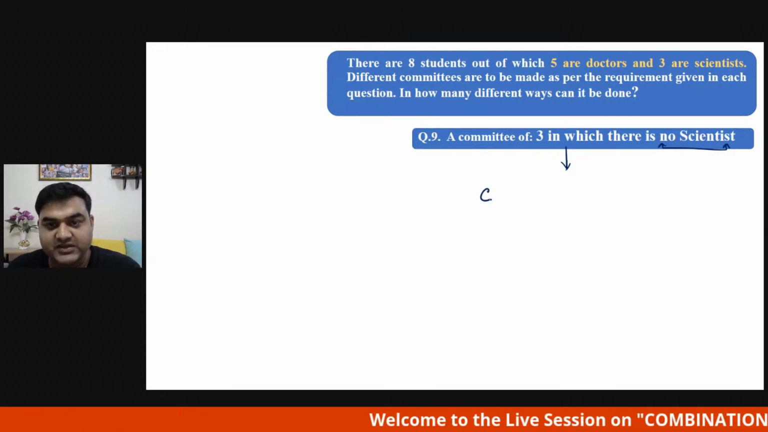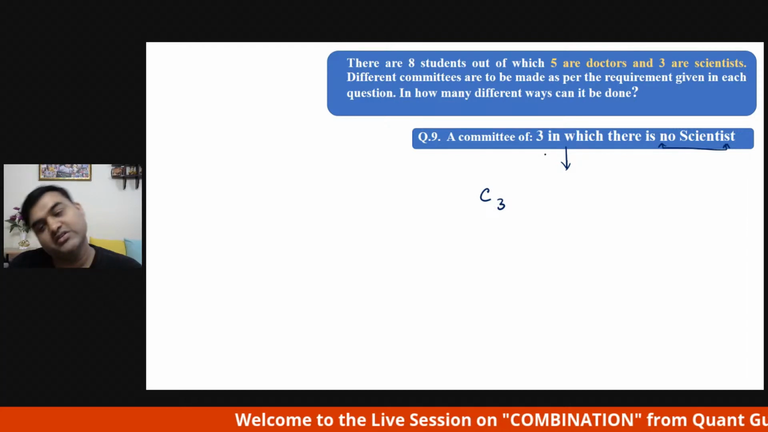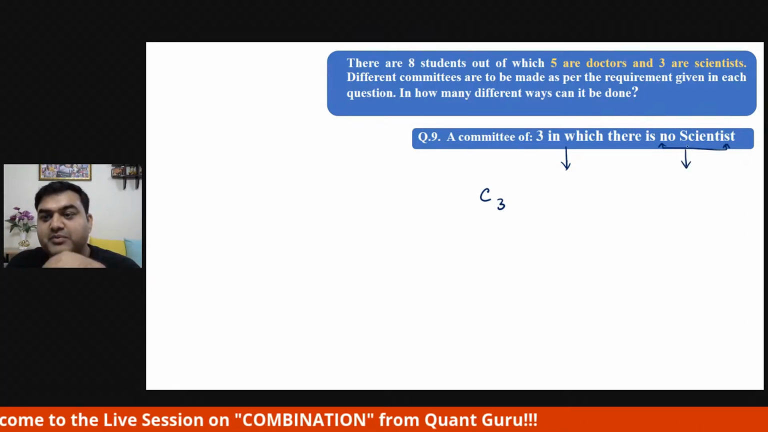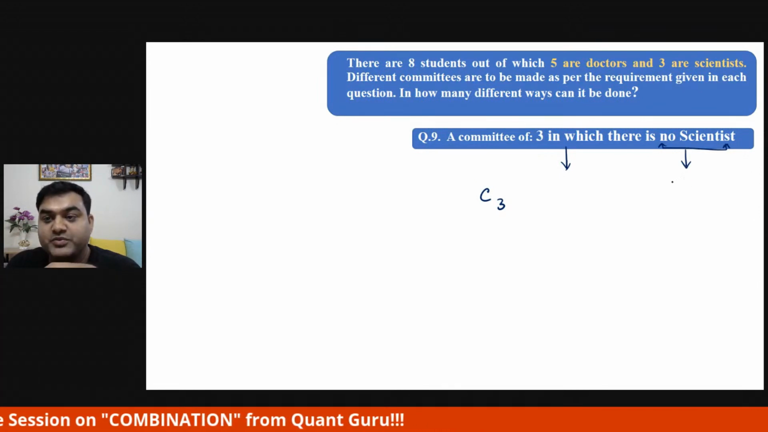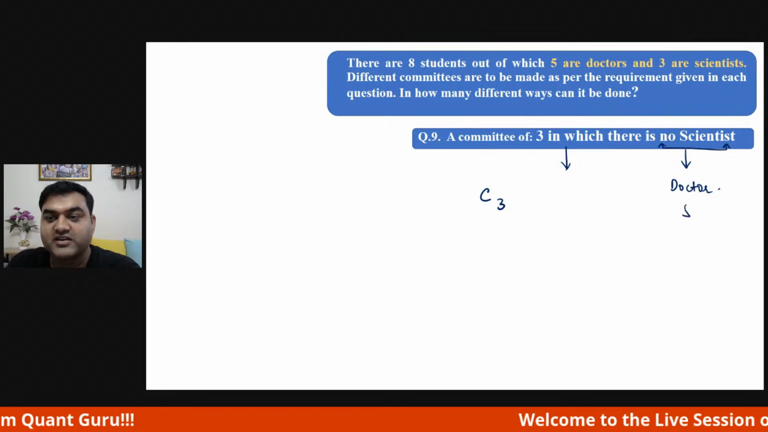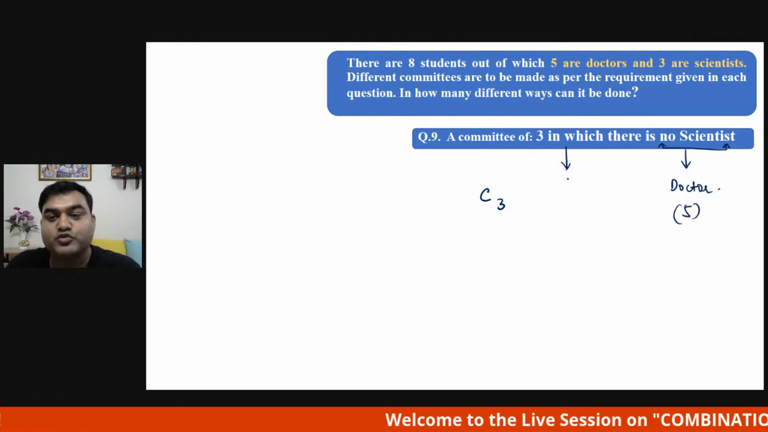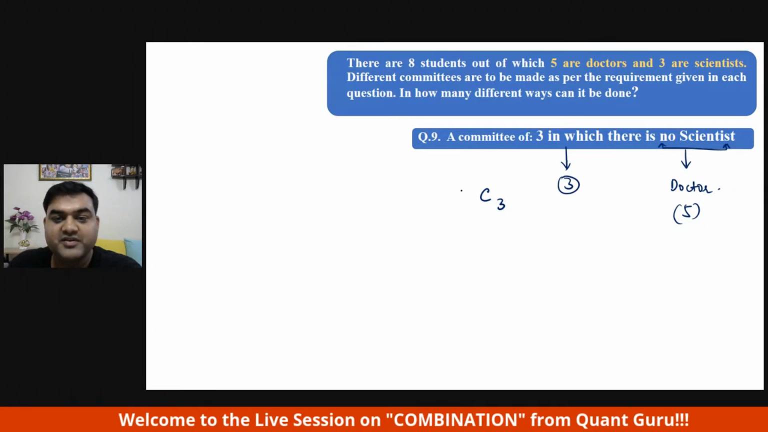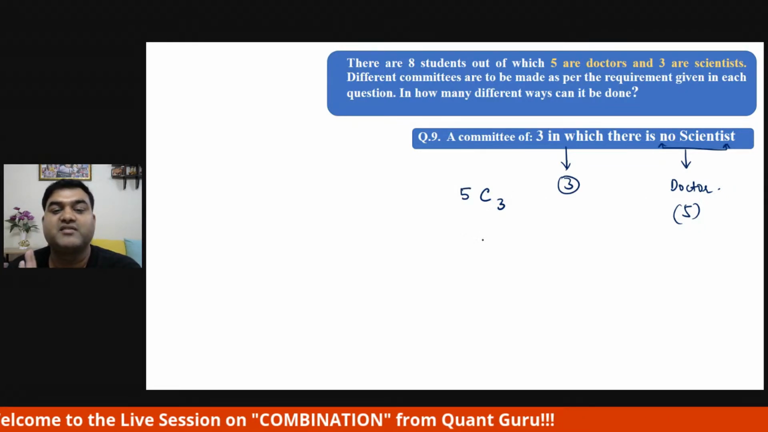Total is 3, right? Combination of 3, wherein no scientist. No scientist means all 3 members have to be what? Have to be doctors, isn't it? No scientist means doctor. How many doctors are there? Total 5 doctors are there. How many we have to choose? 3 we have to choose, right? So 3 we have written here, and here we will write 5. So 5C3 is our answer.